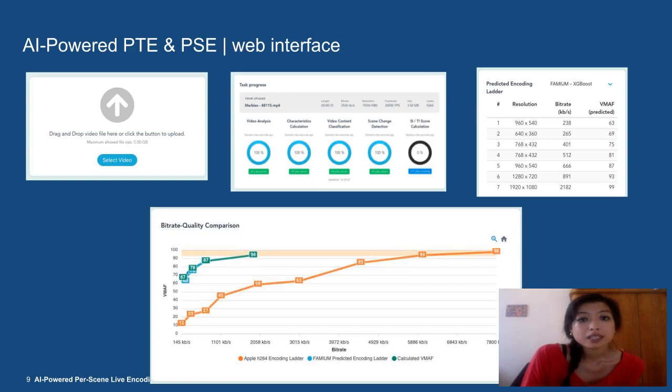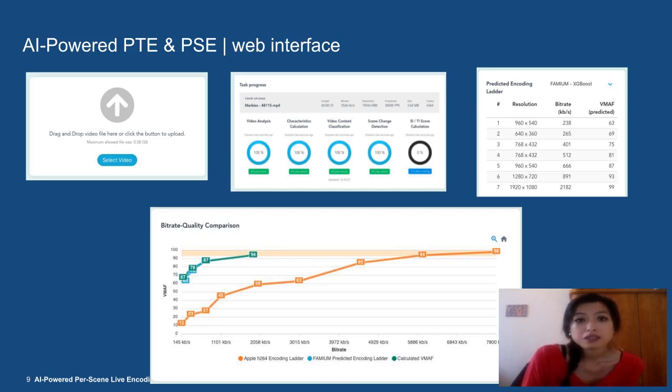On slide 9, you'll find screenshots of our web interface, which follows our previously discussed workflow. In the middle screenshot, you can see our server-side video analysis taking place. So features such as video metadata, characteristics, classification, scene changes, and spatial and temporal information are extracted and fed as requests for the machine learning endpoint. Once analyzed, any of our pre-trained models can be selected to determine its optimal encoding ladder, which consists of the resolution, bitrate, and predictive VMAF score.